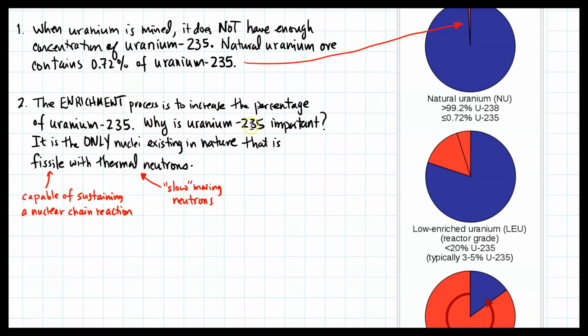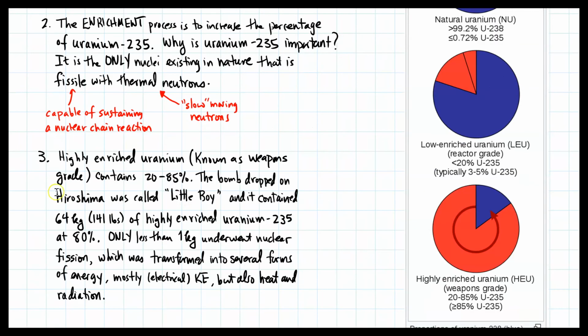2. Why is uranium-235 important? It is the only nuclei that exists in nature that is fissile with thermal neutrons. That means it's capable of sustaining a nuclear chain reaction, and these thermal neutrons are those slow neutrons that we were talking about earlier.